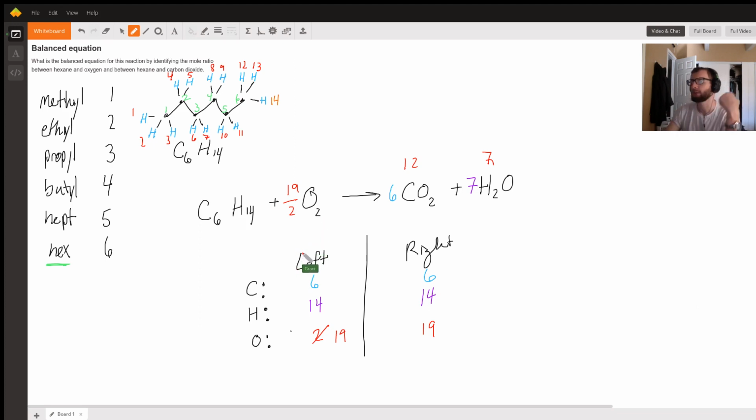If you wanted to make this a whole number, all you have to do is multiply everything by 2. So this becomes 2, this becomes 19, this becomes 12, and this becomes 14. If you wanted to balance it this way, that's also fine, and that becomes balanced. So then we have the mole ratio. Now that we have our evenly balanced equation, I'll go ahead and erase all of this and get it all nice looking.